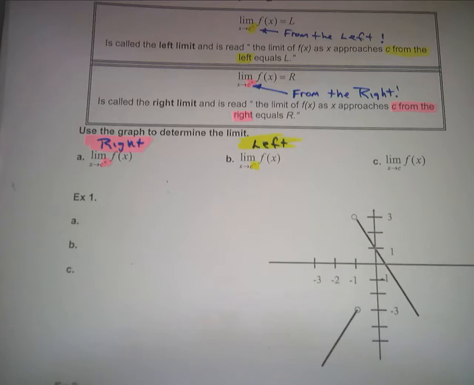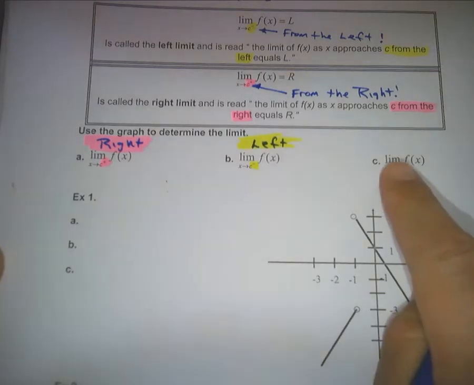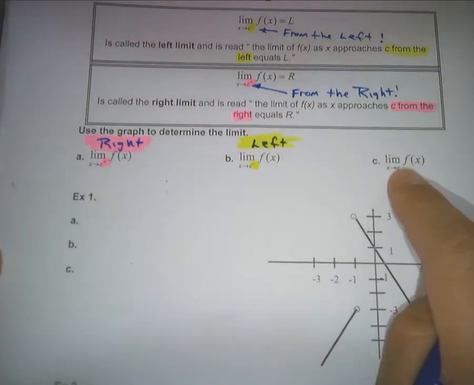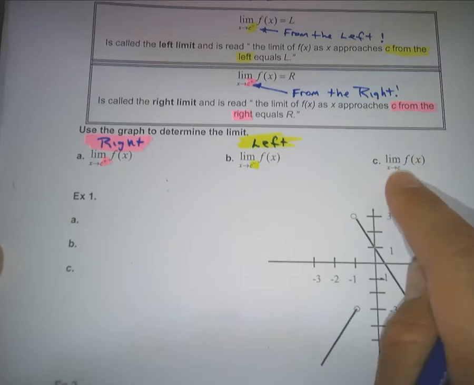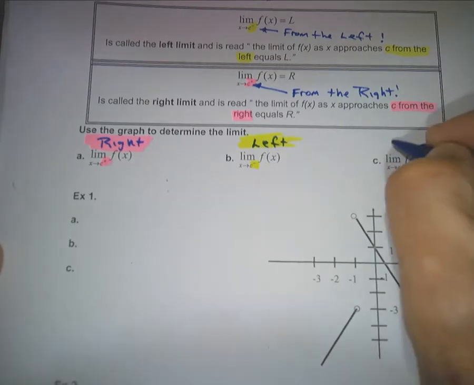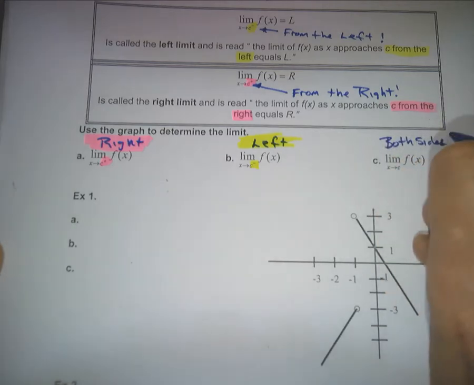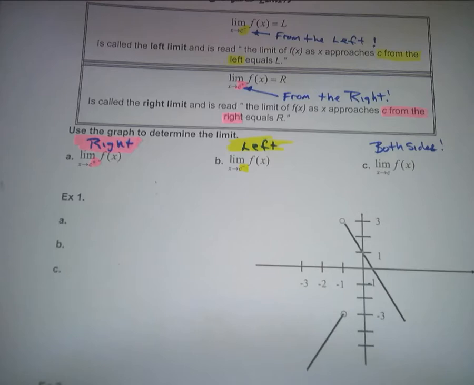And then last but not least, this is what we've been finding in the previous sections. This is the limit of f of x as x approaches c. Well, if there's no plus or minus, it just assumes it's from both sides. Okay. So that is what we're going to do for examples 1 and 2. Super, super easy. Again, we've done this before, nothing new.